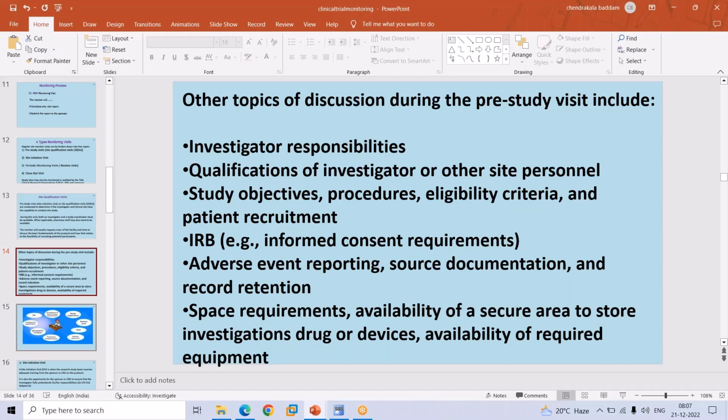They check for the space requirements, and the availability of a secure area where we can store the drug, devices, and equipment. They check all these points during the qualification visit, also called the pre-study visit or site selection visit. Based on all these discussions, we will choose the site.